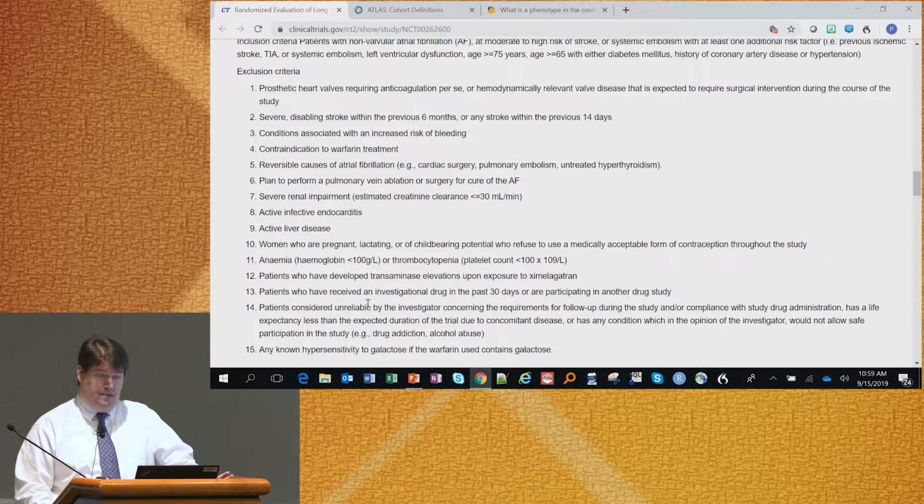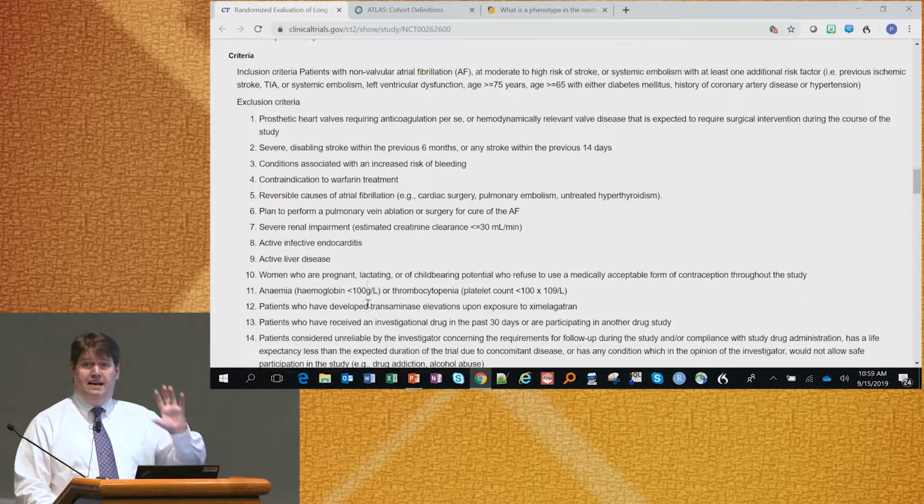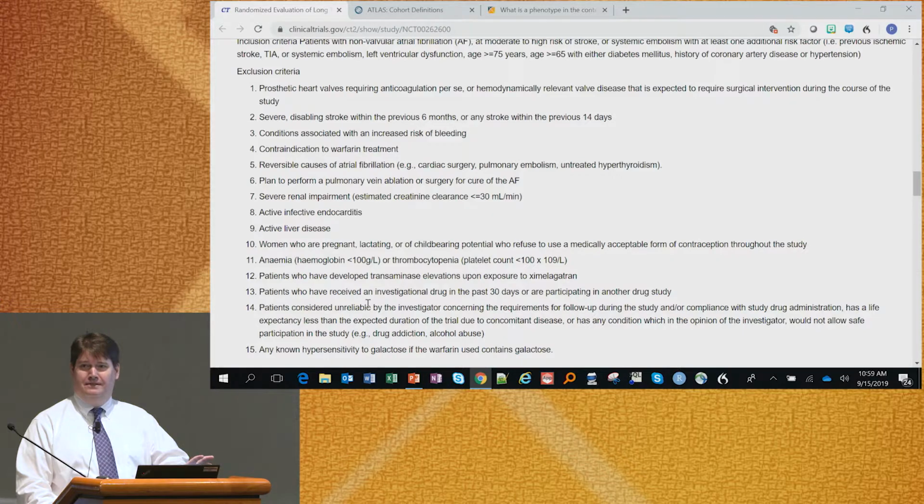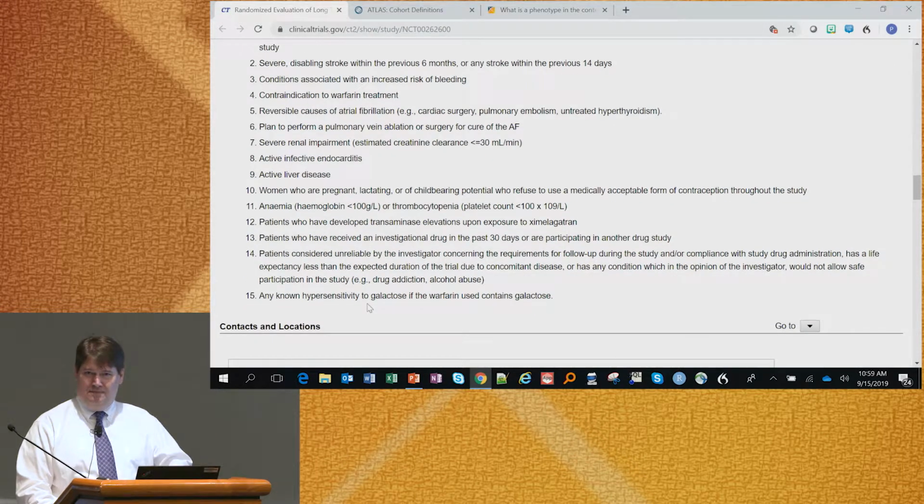Okay, does anybody have any questions, at least as far as how I've broken down the protocol? Does everybody agree it pretty much covered what the inclusion criteria and exclusions are? Any questions? All right.